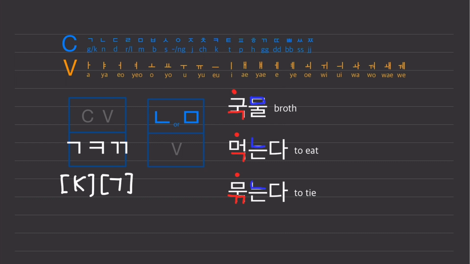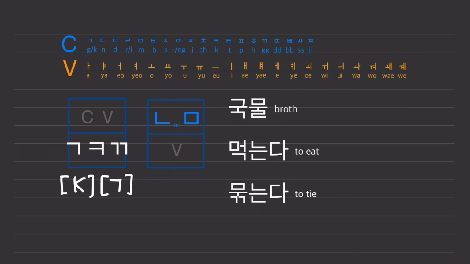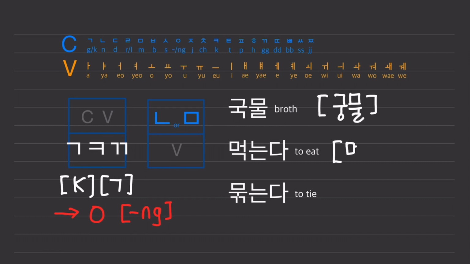In this case, if you want to read it as it is, your mouth and tongue have to be quite busy. 국물, 먹는다, 묵는다. So in this case, this Batchim sound becomes ng sound. So just try to make it a little easier by following your intuition. 국물. Yes, right. It becomes ng sound. 국물. 먹는다, 묵는다.